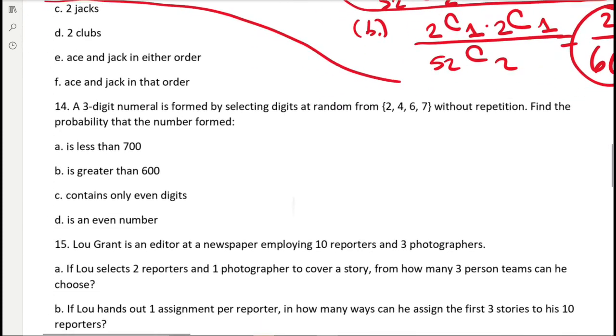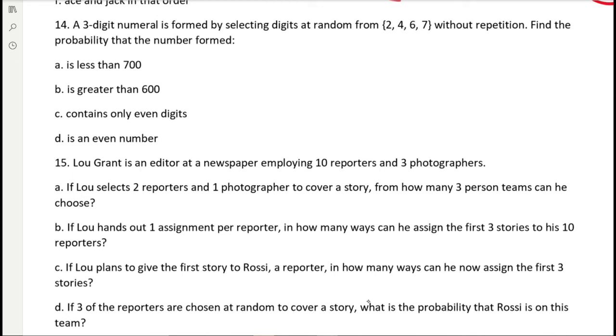So number 14, a three-digit numeral is formed by selecting digits at random from 2, 4, 6, 7 without repetition. Find the probability that the number formed is less than 700. Okay, so for part A, we have a three-digit numeral. If it has to be less than 700, the first digit has to be a 2, 4, or 6. Any one of those, so we have three options for that first numeral. It says the digits are selected without repetition, so no repeats. If we choose one of these three numbers, then we have three numbers left for the next one. And after we choose one of those three, we only have two options left for our last number. In this case, we have 3 times 3 times 2, or 18 possibilities.